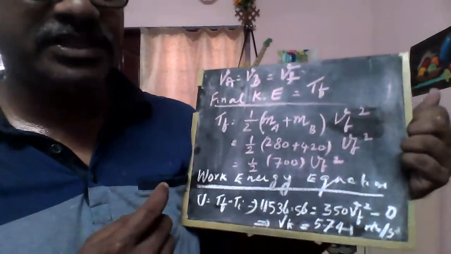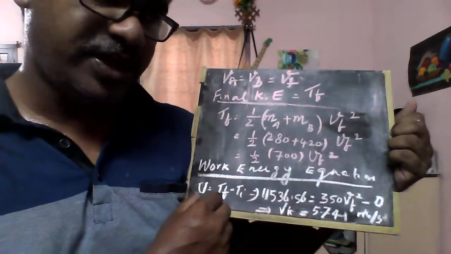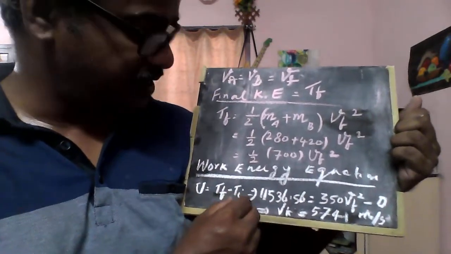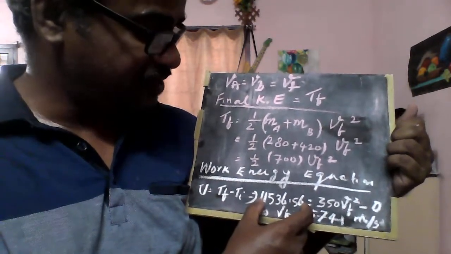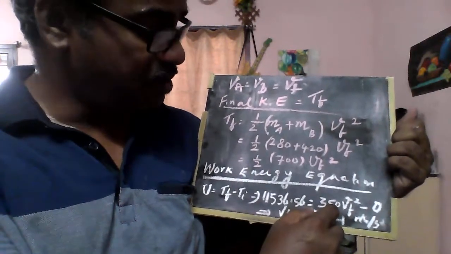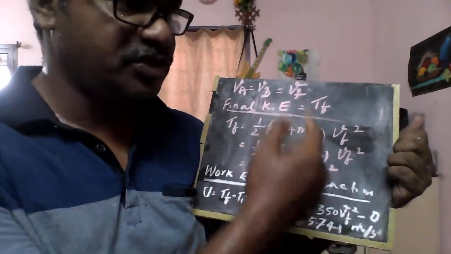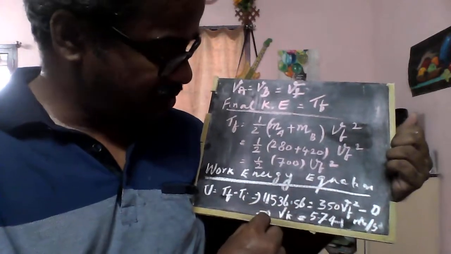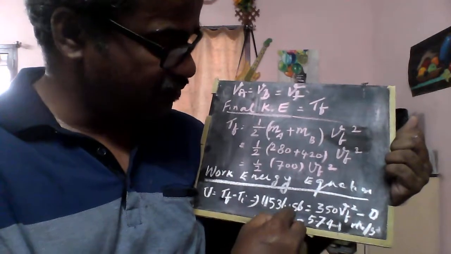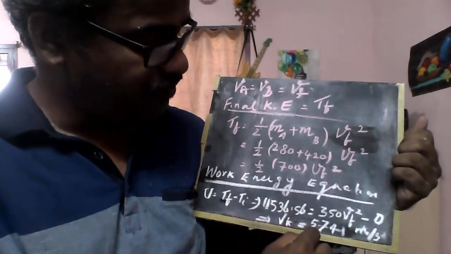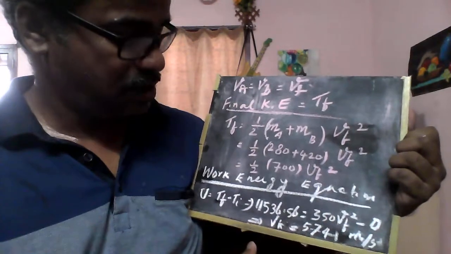So what does the work energy principle say? The work energy equation says that the work done on the body is equal to the final kinetic energy minus the initial kinetic energy. Work done on the body is 11536.56, which we have already got. Then the final kinetic energy is 350 Vf square minus the initial kinetic energy, which we found to be 0. From this I can find Vf square, and from Vf square I can find Vf by taking the square root. That will be 5.741 meter per second. That is my final velocity of the body.